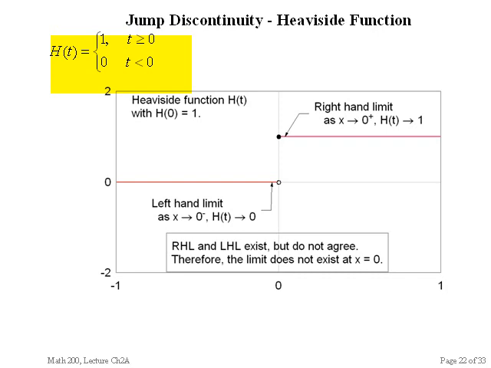Sometimes a different value is assigned instead of 1 at t equals 0, but this is pretty standard. Okay, if I look for the left-hand limit as x approaches 0 from the negative values, the Heaviside function is approaching 0. If I look at the right-hand limit as x approaches 0, the Heaviside function is approaching 1. So there is a right-hand limit, there is a left-hand limit. They do not agree. Therefore, the limit does not exist. This is an example of a jump discontinuity.